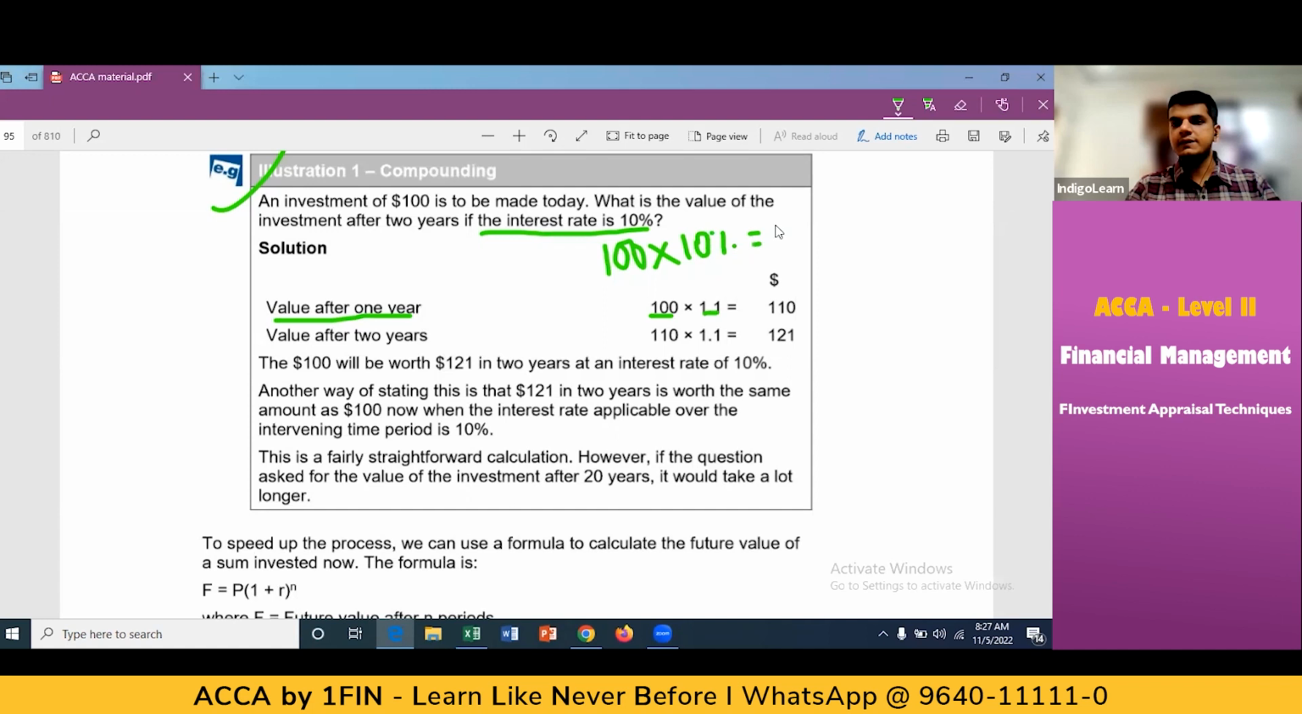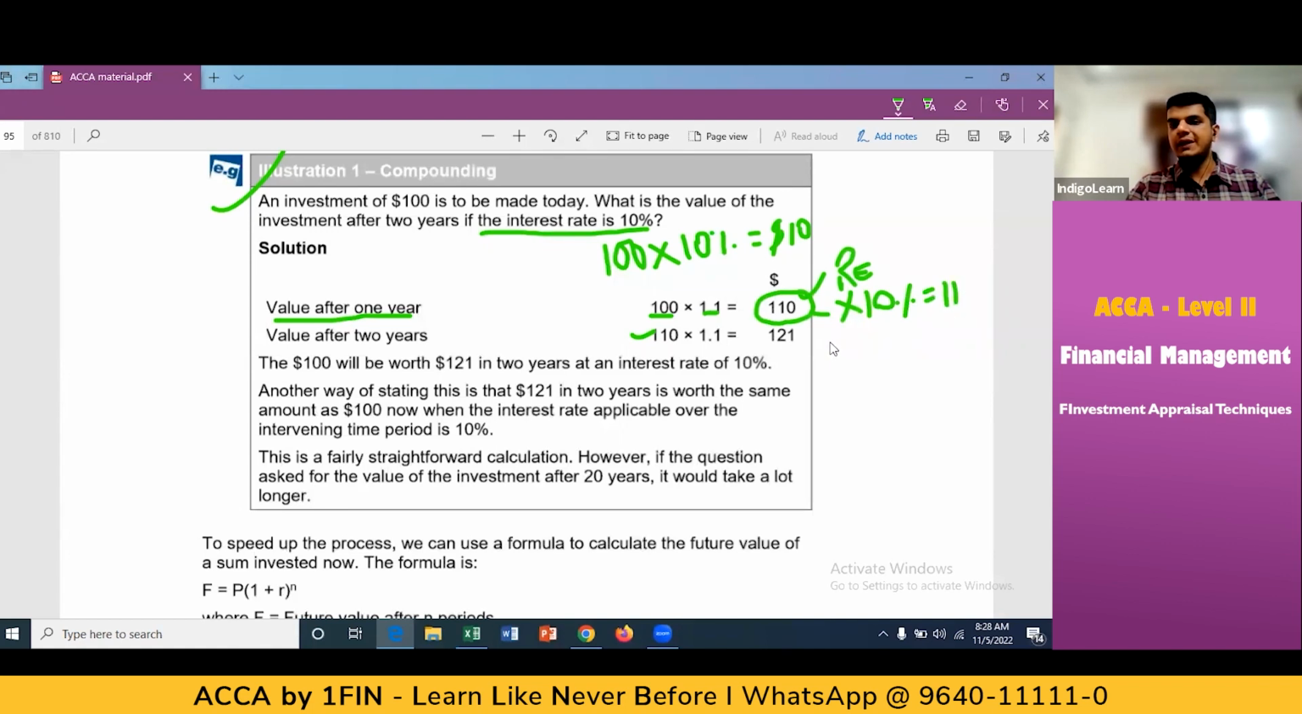10% is the interest. So $10 is the interest. Total amount at the end of year 1 is $110. Now what is invested? It is reinvested. So on 110 you will earn 10% interest. That is 11.